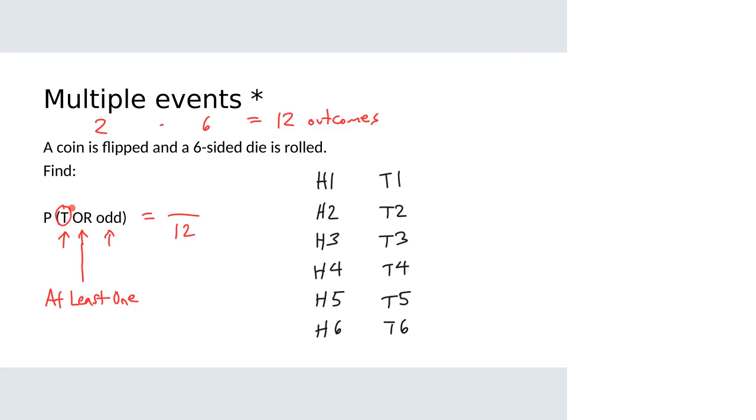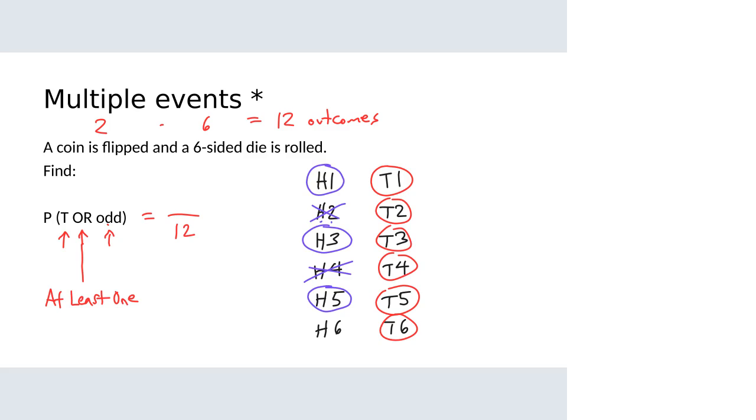So if it's tails, it's a success. So I can go ahead and count all of these right away. Because if it has tails, it's a success. I'm counting it. And then if it has an odd number, I'm going to count it. So let's see, this has an odd number, so that's good enough. This doesn't have tails, doesn't have odd, that's no good. This one doesn't have tails, but it does have an odd number. Doesn't have tails, doesn't have an odd. Doesn't have tails, but it does have an odd number. That's good enough. And then this one doesn't have tails, doesn't have an odd number.